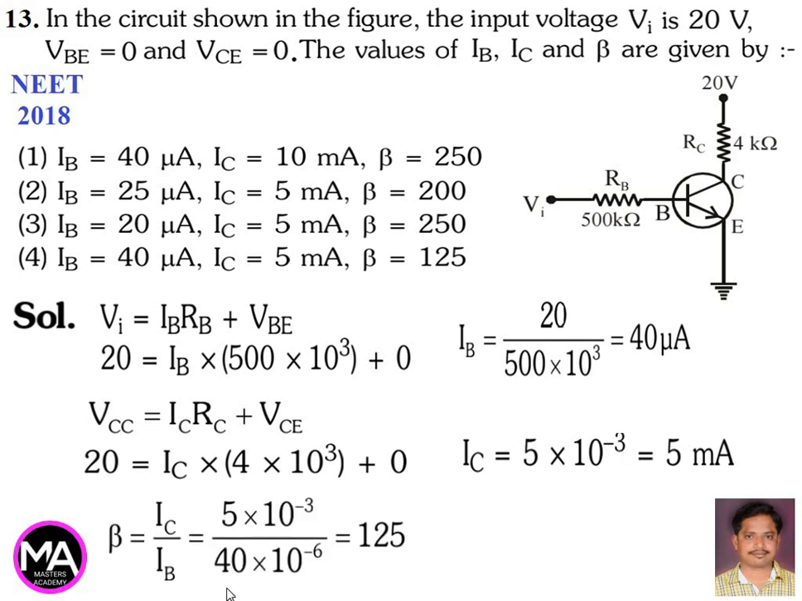Next, the beta. Beta is given by IC by IB. IC is 5 milli and IB is 40 micro. Therefore, 5 by 40 into 10 raised to minus 3, 10 raised to minus 6. Minus 6 when it comes to the numerator becomes plus 6, and plus 6 minus 3 is plus 3. So 5 into 10 raised to 3 is 5000 by 40. 5000 by 40 is 125. Therefore, IB is 40 microampere, IC is 5 milliampere and beta is 125, which is there in option 4th one.